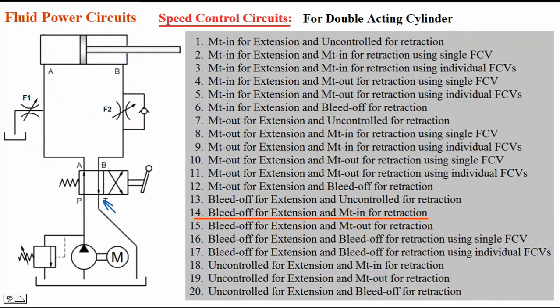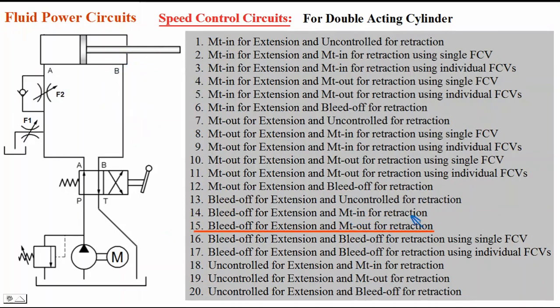During retraction, we will keep the lever in the other position. P to B, A to T connection is made. Oil is flowing from P to B, and it can't flow through this check valve. It has to flow through this flow control valve. The flow is controlled. A controlled amount of flow is going into the cylinder during retraction. That's why it is meter in for retraction. Bleed off for extension, meter in for retraction.